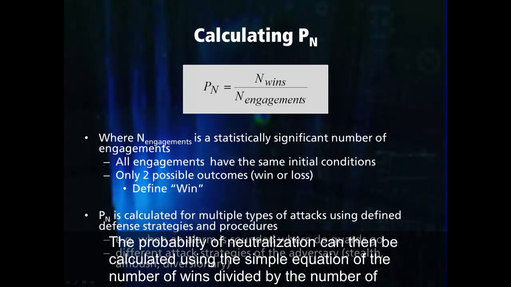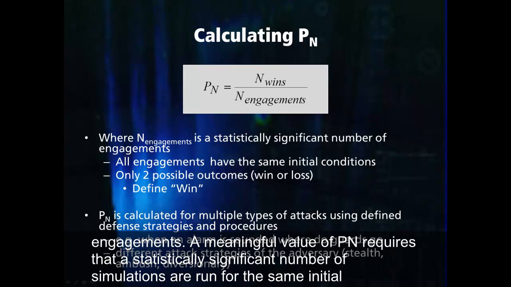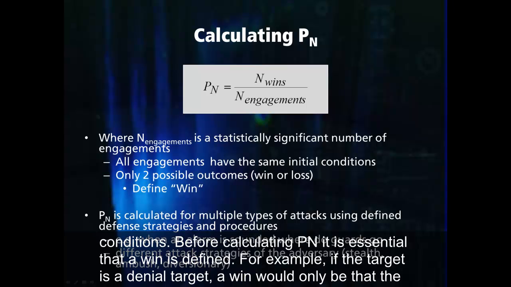The probability of neutralization can then be calculated using the simple equation of the number of wins divided by the number of engagements. A meaningful value of Pn requires that a statistically significant number of simulations are run for the same initial conditions. Before calculating Pn, it is essential that a win is defined.